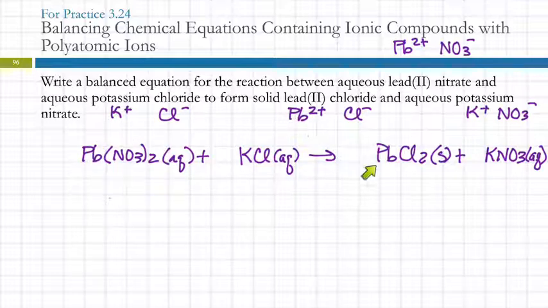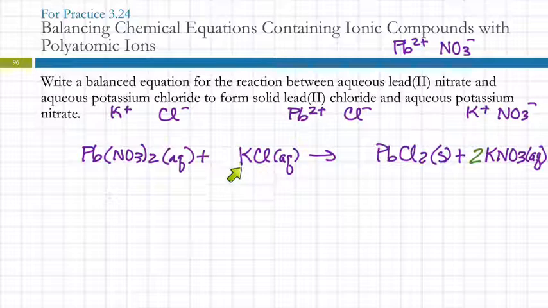So here's lead. There's 1 lead and 1 lead. That one's okay. Here's nitrate. I have 2 nitrates. Over here, there's only 1 nitrate. So to balance that, I'm going to put a 2 in front of the formula. You can't change the subscripts. Not allowed. If I have 2 of these units, then I have 2 nitrates.